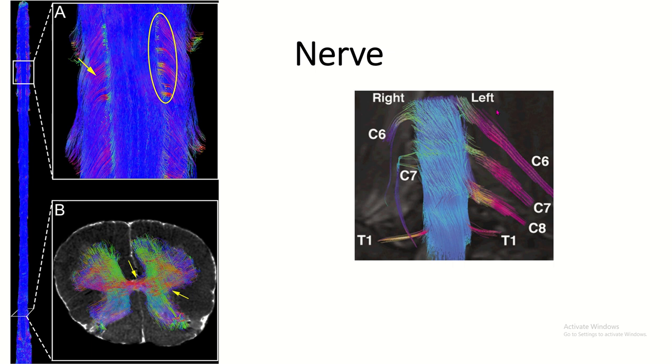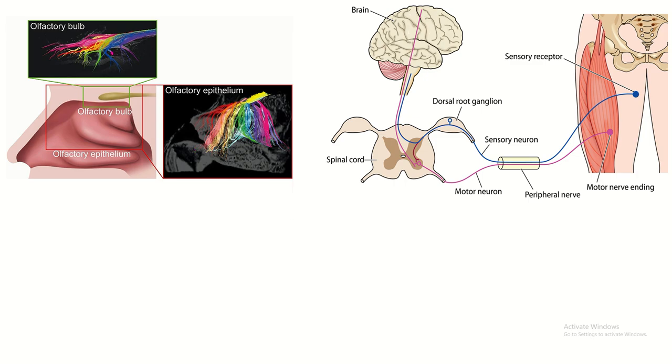This is the tractographic picture showing the spinal nerve. This is the olfactory nerve. The nerve which collects sensory information is known as the sensory nerve. The nerve which conveys motor information is the motor nerve. So, nerve is the collection of nerve fibers, a collection of axons outside the central nervous system. The cell body of this axon may be present within the central nervous system or may not be present within the central nervous system.